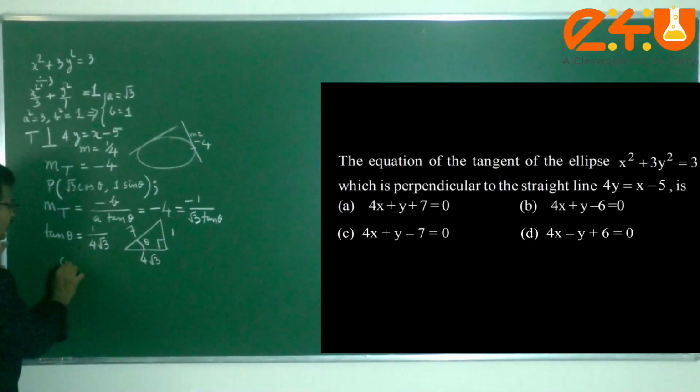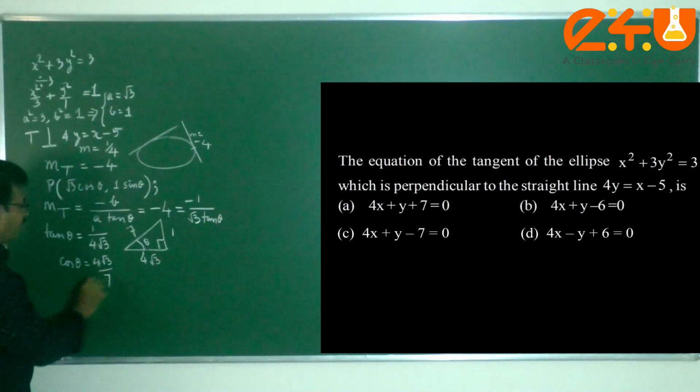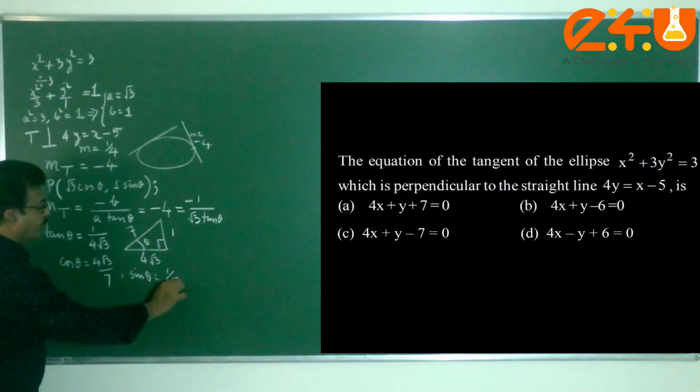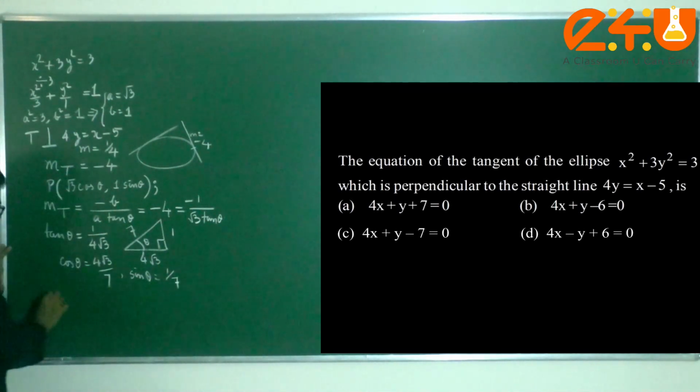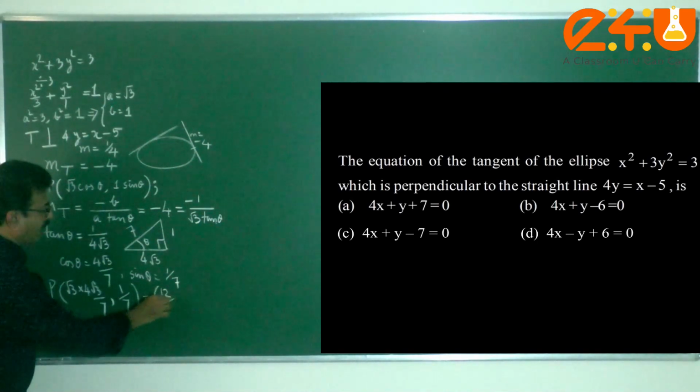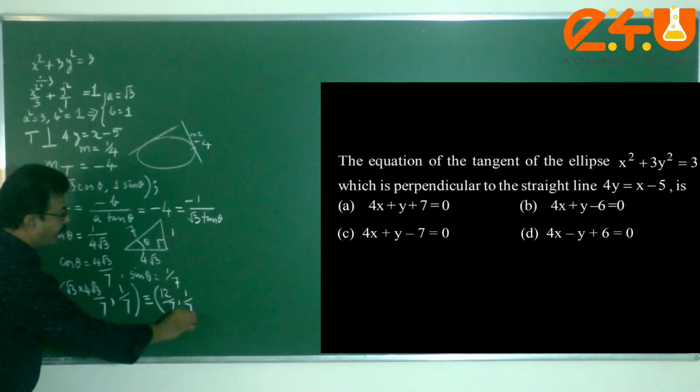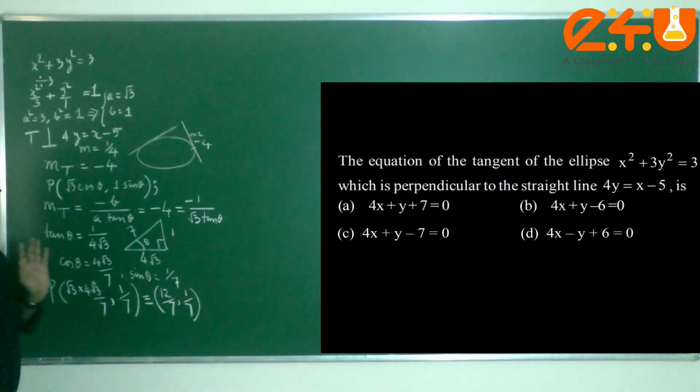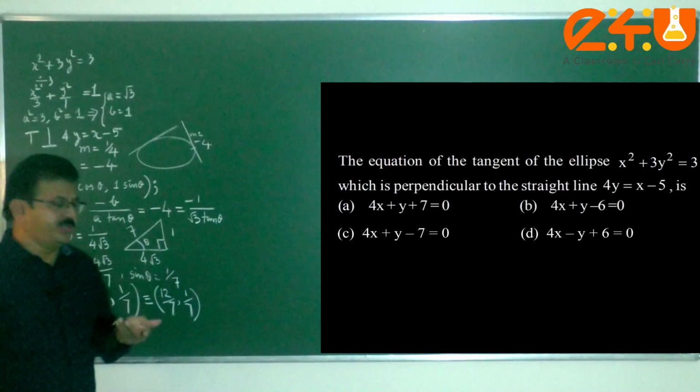So you can easily understand cos theta is 4 root 3 by 7, followed by sin theta, which is 1 by 7. So what is the point of contact? The point of contact is root 3 times 4 root 3 by 7, followed by 1 times sin theta only, 1 by 7 only. That gives me 12 by 7 and 1 by 7, which are the x and y coordinates.